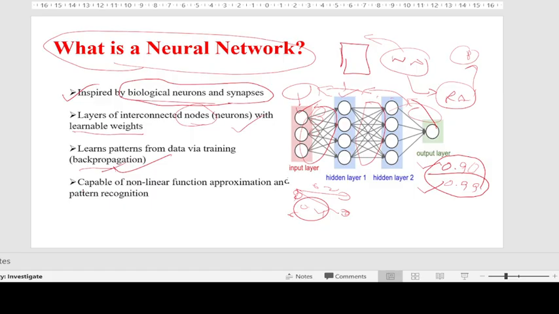So the next one is capable of non-linear function approximation and pattern recognition. This neural network is able to handle non-linear functions. One thing you may have a doubt about here is whether conventional computing is not able to do this. It is also able to do it, but the problem is that you need to write explicit conditions. Whereas in a neural network, you don't need to write any explicit condition. It will automatically handle the non-linear function directly. So this is one of the beauties of deep learning, right?